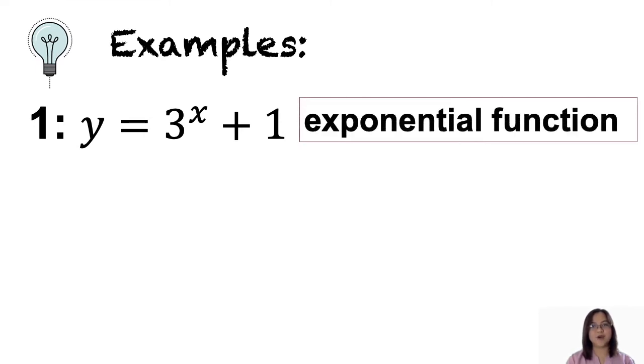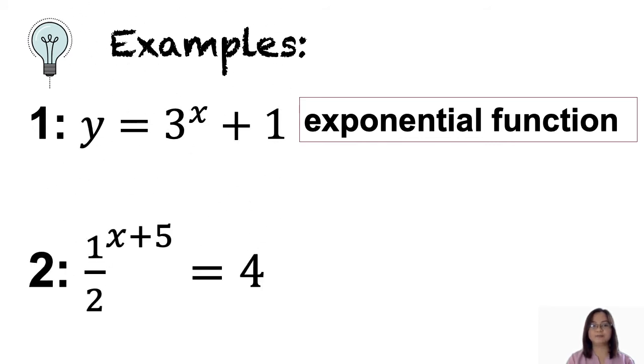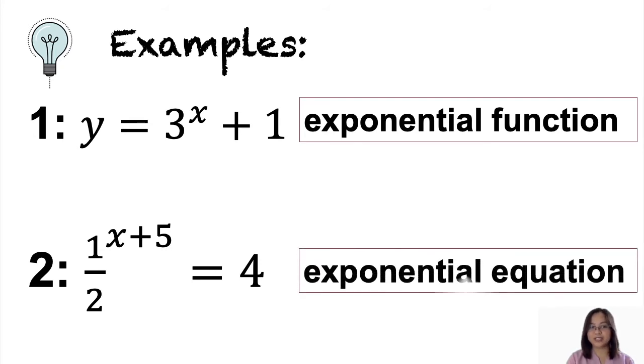Next, let's have 1/2 raised to x plus 5 is equal to 4. There is an equal sign, so it could be an equation or it could be a function. But there's only one variable, which is here, x. Therefore, this is an exponential equation. Okay, let's have more examples here.